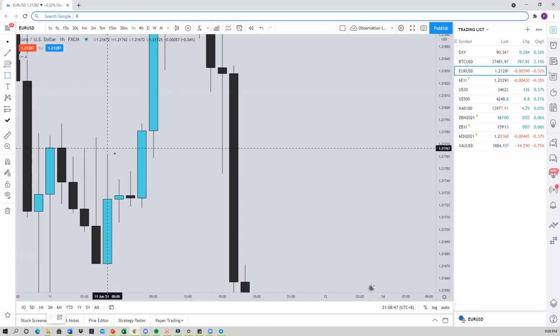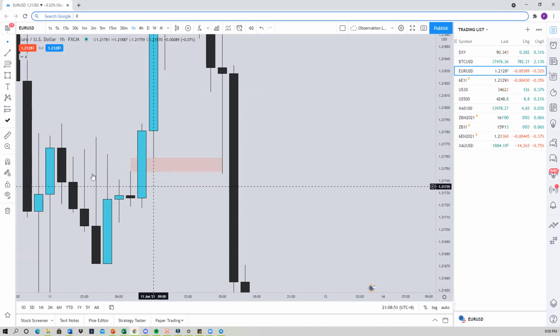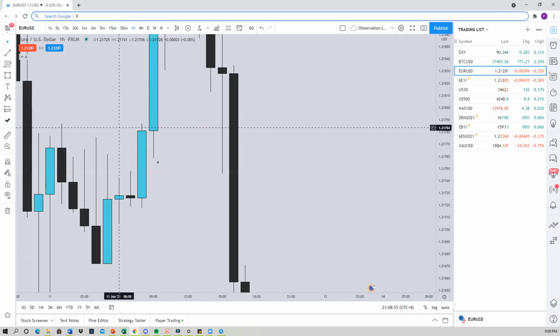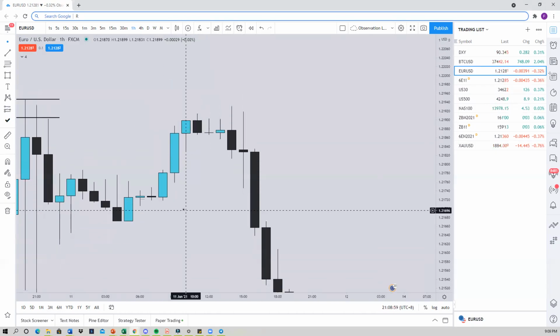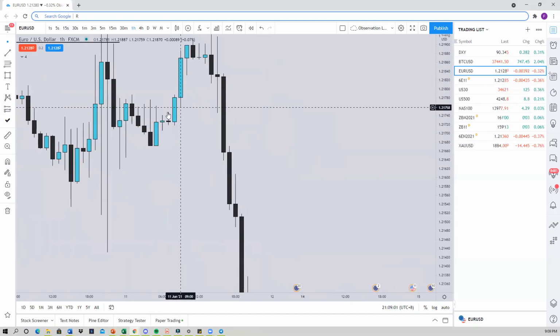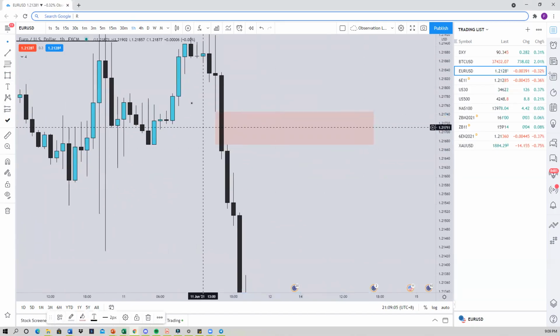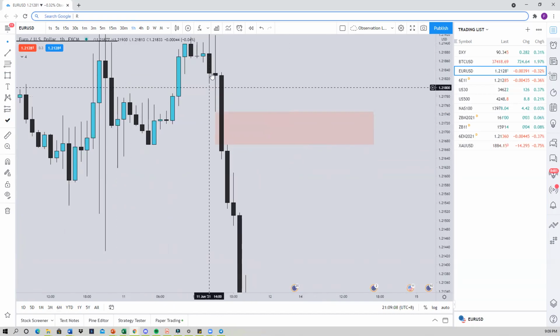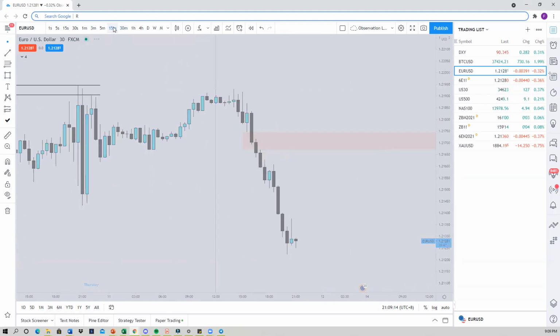Here we got the reaction. Why? Because you have a fair value gap. This is your fair value gap. It's not just any gap that you see. It needs to be paired with the liquidity void. If you see price reacting over here, that's because on this time frame this is a liquidity void, but on the lower time frame it can be seen as a fair value gap.